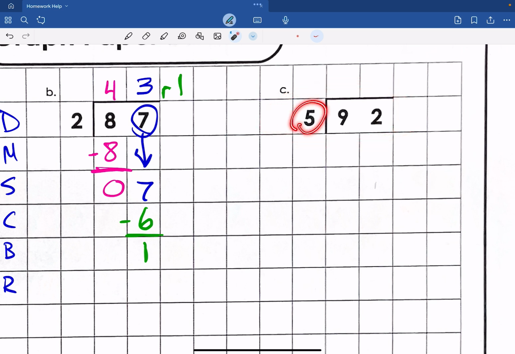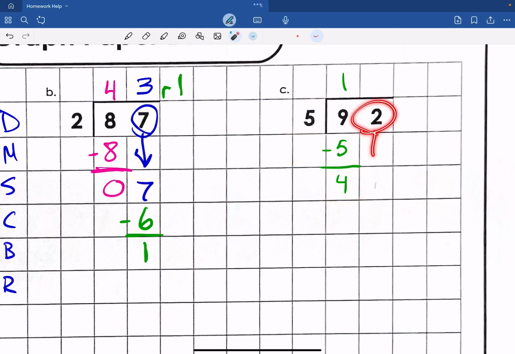How many times can 5 go into 9? I know that 5 can go into 9 one time, because 2 times 5 is 10, so that's too big. All right, so one time. 1 times 5 equals 5. Next, I subtract 9 minus 5 equals 4. All right, check, is 4 less than 5? Yes, it is. I'm ready to keep going.